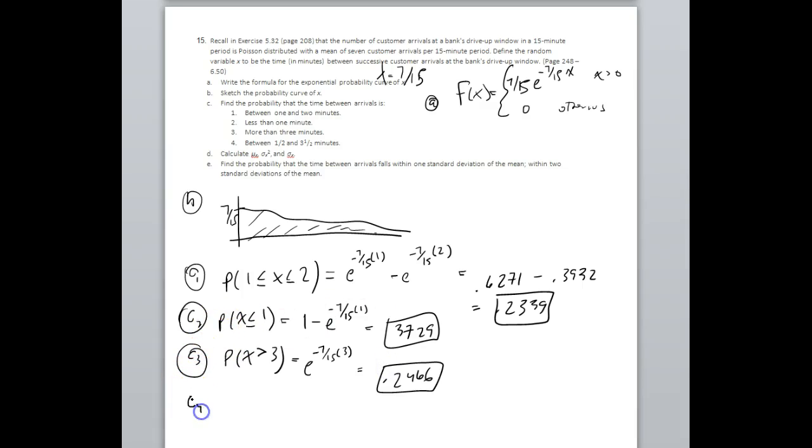And then C4, between half and 3.5 minutes, so 0.5 is between x is between 3.5. Okay, and we use the same formula that we used in C1. So e to the negative 7/15 times 0.5 up there minus e to the negative 7/15 times 3.5. We do all the math.